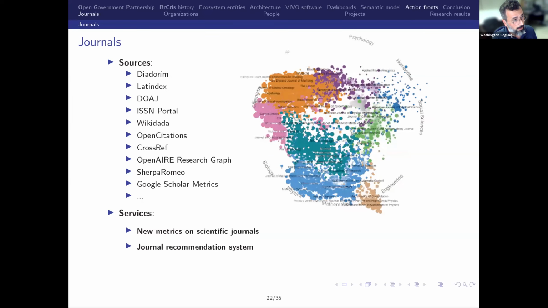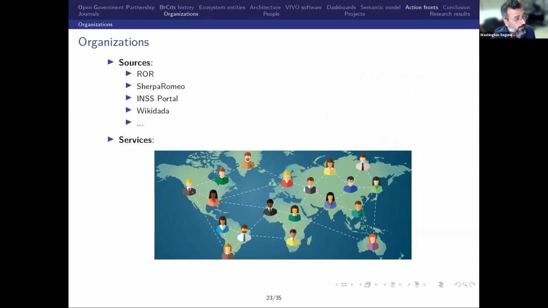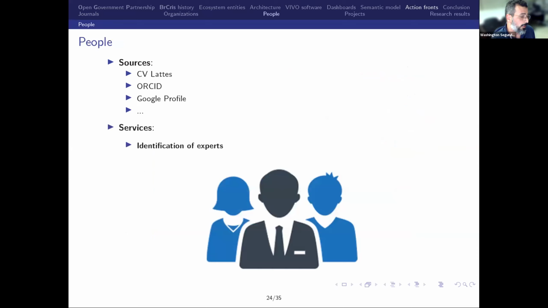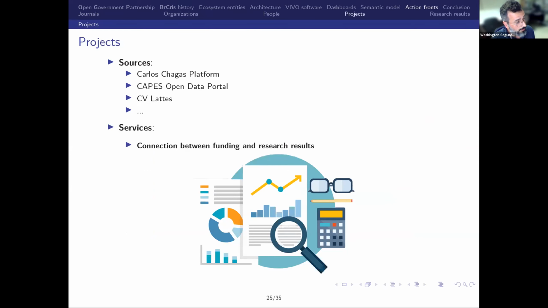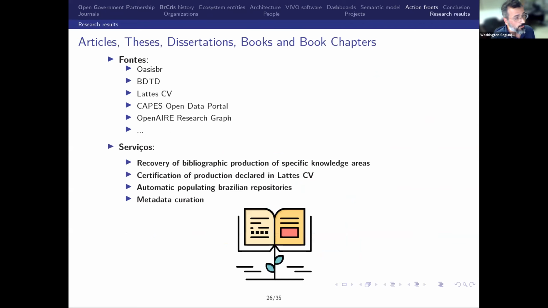And we have some fronts of action regarding journals, regarding organizations, regarding people, and for example, the identification of experts, regarding projects, and the connection between the funding and the research results, and also regarding the literature results, like articles, theses, dissertations, book chapters.